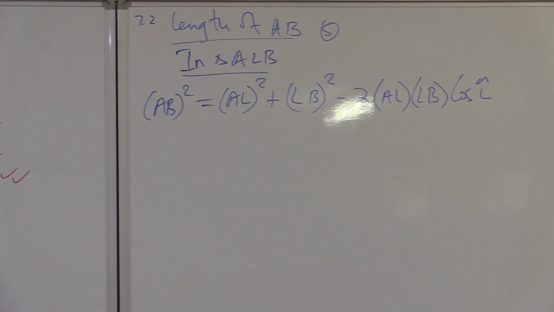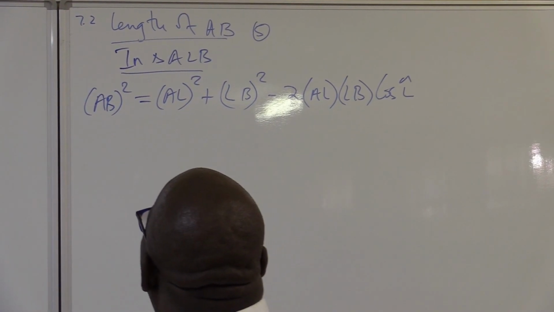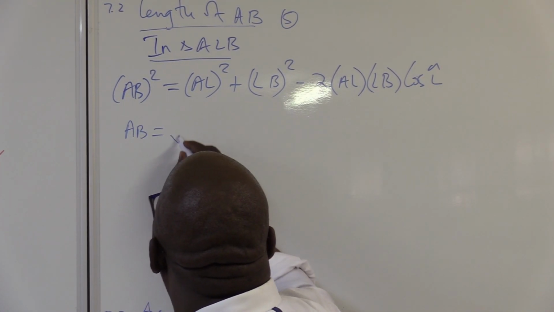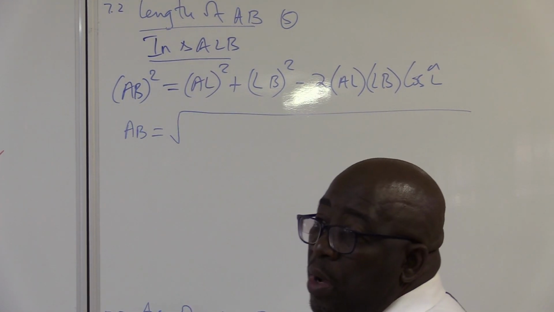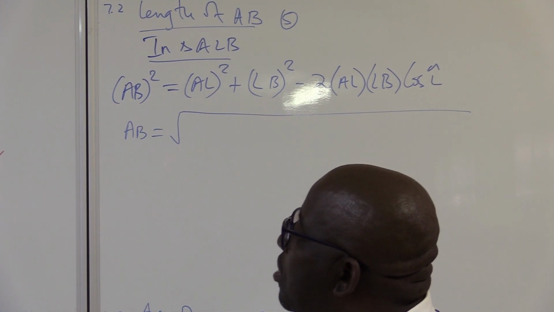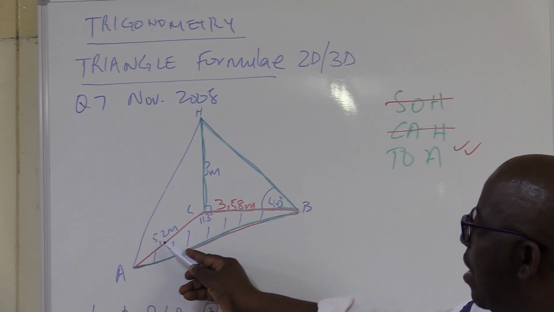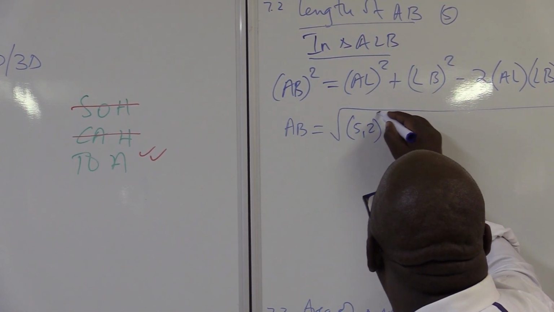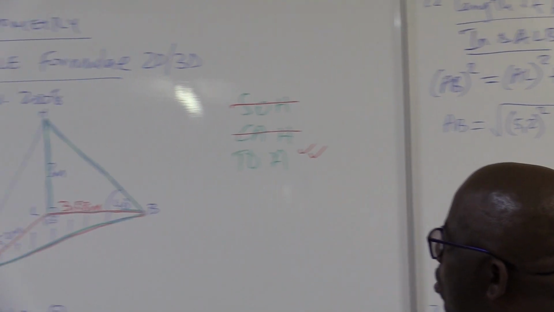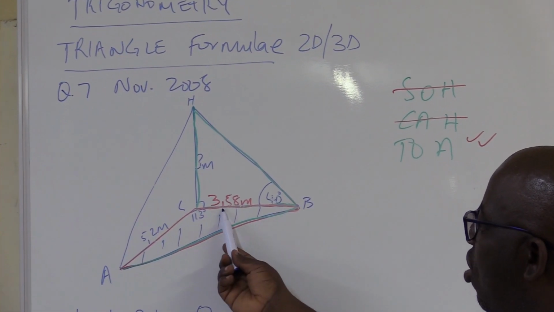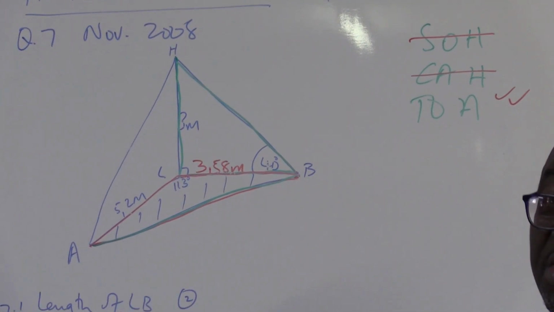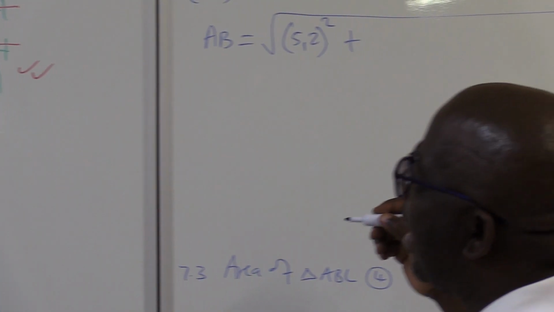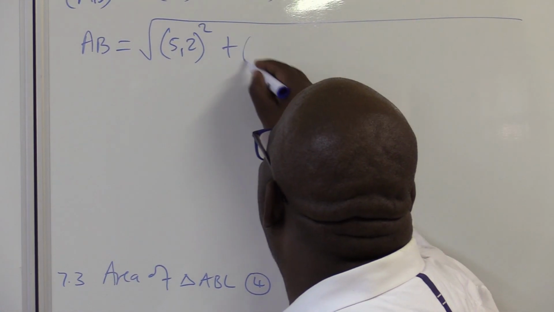Next step, I substitute. Let me just do it like this and say AB is equal to the square root. I'm trying to get rid of that squared. So what is AL? I'm substituting now. What do I see on AL? 5,2 meters. I've got 5,2, which is squared, plus what do I see on LB? LB, it's 3,58 meters. If I got this one wrong, I will get this next problem wrong. So make sure that you do the correct calculations there. So LB, I have 3,58, which we calculated.